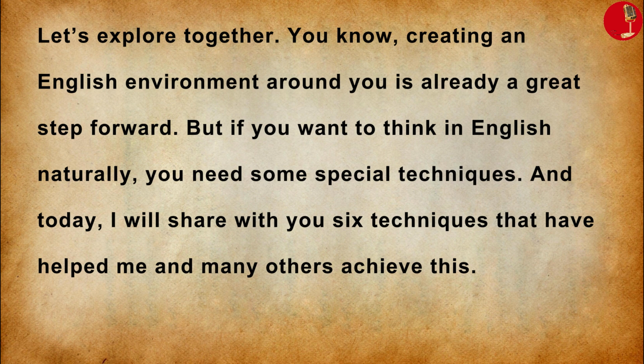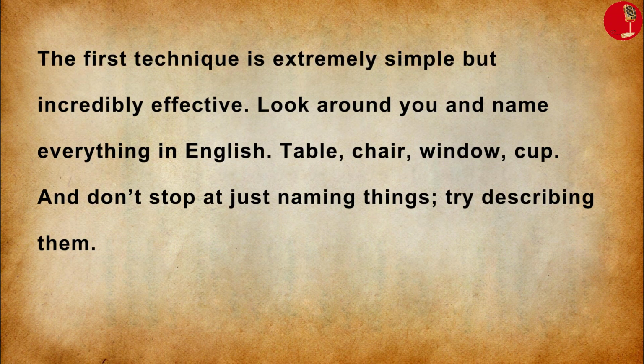Creating an English environment around you is already a great step forward, but if you want to think in English naturally, you need some special techniques. And today, I will share with you 6 techniques that have helped me and many others achieve this. The first technique is extremely simple, but incredibly effective. Look around you and name everything in English: table, chair, window, cup. And don't stop at just naming things.